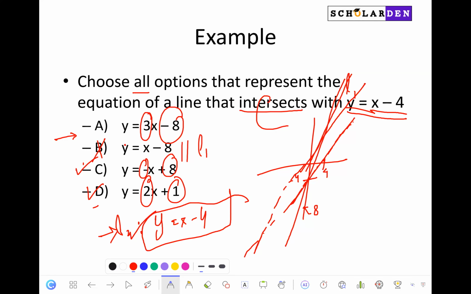So this is going to be intersecting with our line at each and every point. But for any other line which has the same slope but a different intercept, they're not going to intersect with each other because they are parallel. Let me go to the next slide.